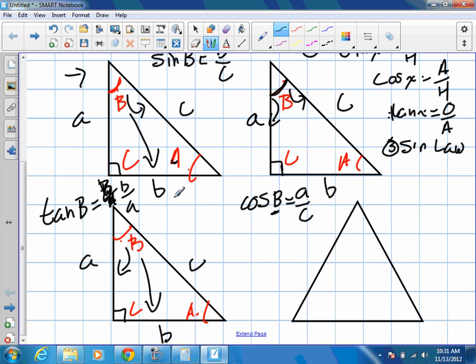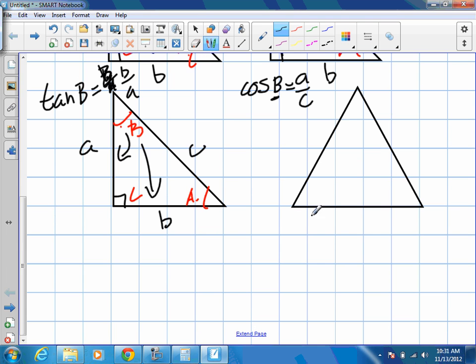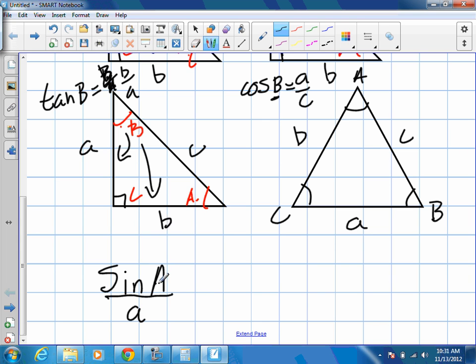The last one here, I'm going to name this RA, which means this becomes side A. This will be angle B, which means this is side B. And this is angle C, which means this is side C. The last formula is sine A divided by side A is equal to sine B divided by side B, which is equal to sine C divided by side C.